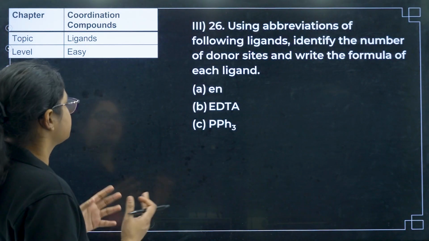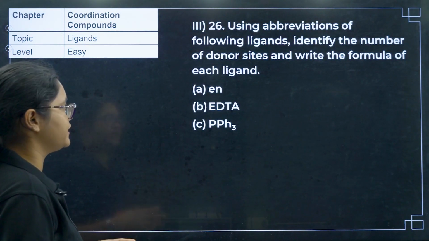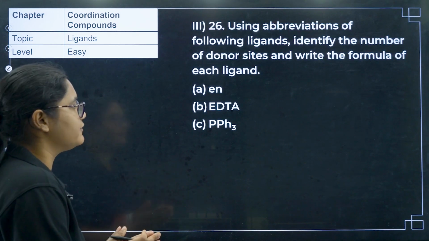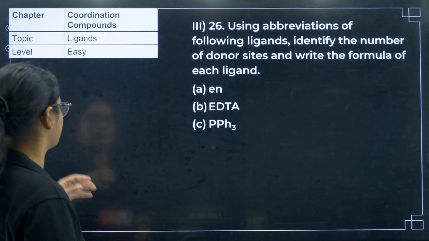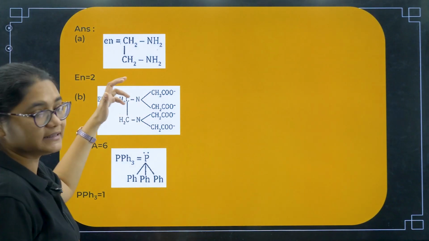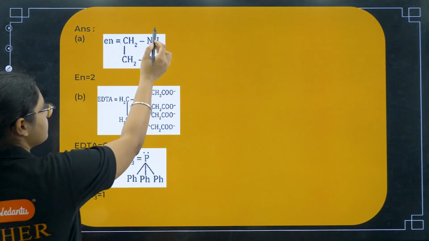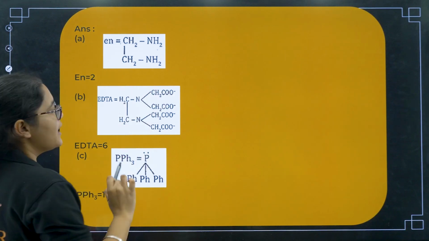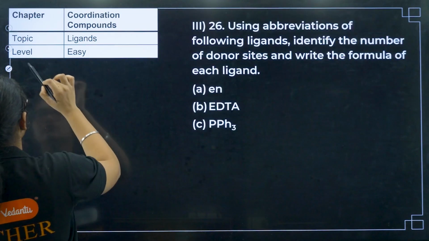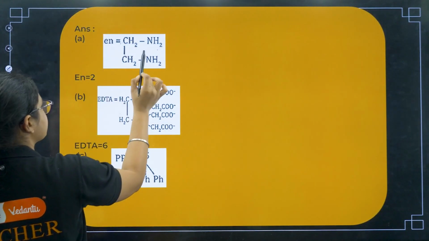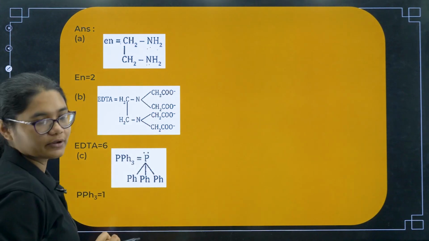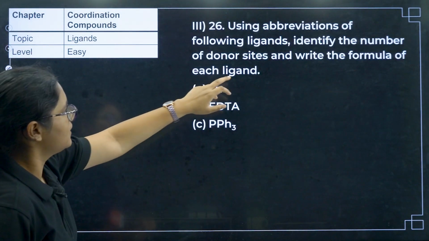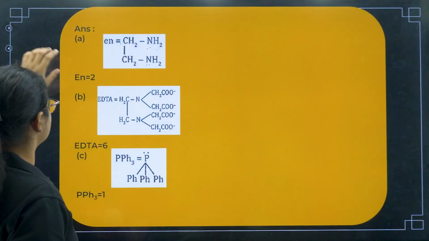You have a first question from coordination. Using abbreviations of the following ligands, identify the number of donor sites and write the formula of each ligand. So if you have en, that is ethylene 1,2-diamine, this is the formula: NH2 CH2 CH2 NH2, and here we have two donor sites, this nitrogen and this nitrogen. So the number of donor sites is 2 here.